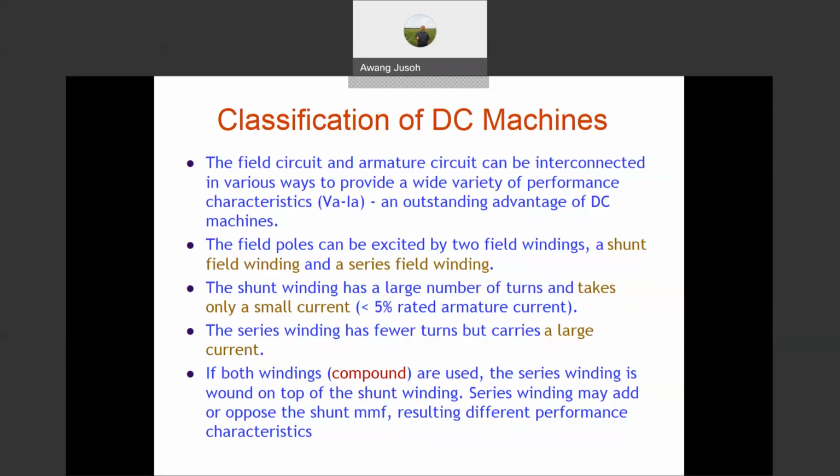We know the machine has two parts: the field winding and the armature winding. The field winding can be excited in two ways, by shunt winding or by series field winding. Shunt means we have a very large number of turns in that winding. Because of that, the current will be small. Normally, it takes about 5% of the rated current. Why? Because of the very high resistance, the current that flows will be very small.